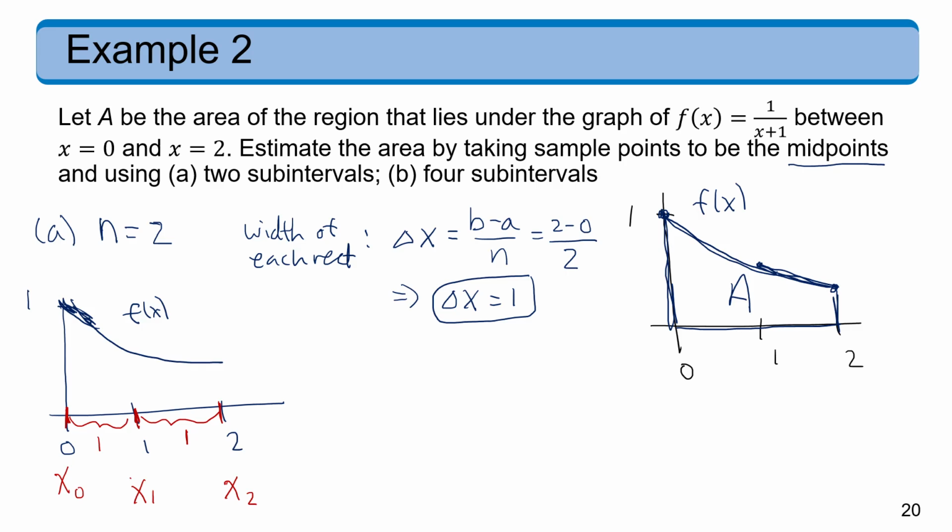Okay, so now we're going to create our rectangles by moving vertically upward at each of those markings. Now to choose the height, we need midpoints. Our sample points are next. We're using midpoints, so the first subinterval goes from 0 to 1. The midpoint there would be 0.5. From there we go up till we hit the curve. That's where the height is going to be. Going to the second subinterval, from 1 to 2, the midpoint right here would be 1.5.